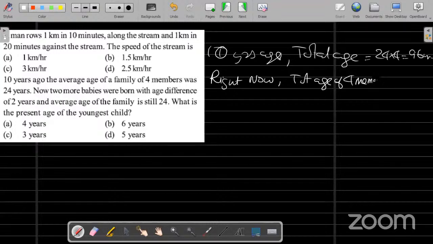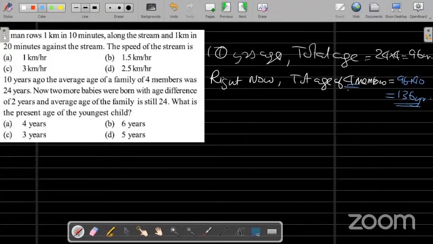Same 4 members. Forget about the 2 kids. Right now, the total age of 4 members should be, each member will get an increment of 10 years from 10 years ago to right now. Since there are 4 members, there will be a total increment of 40 years. 96 plus 40, that is equal to 136 years. Okay, only for those 4 people, the total age right now is 136 years.